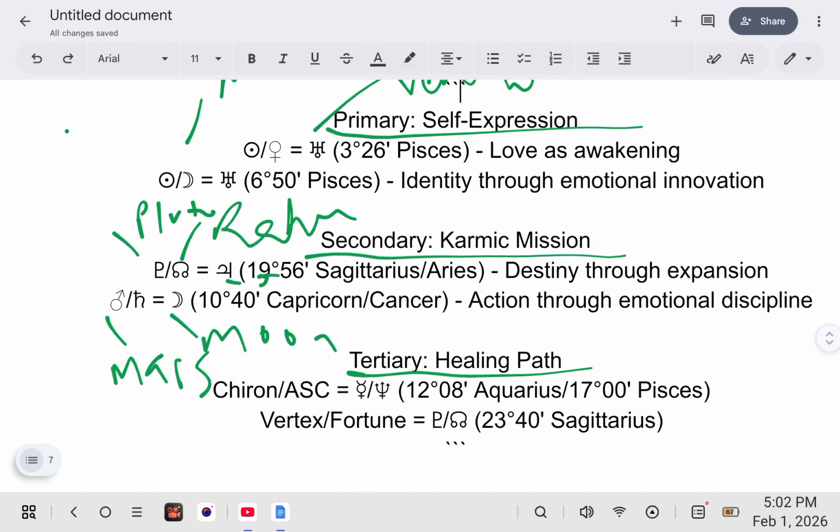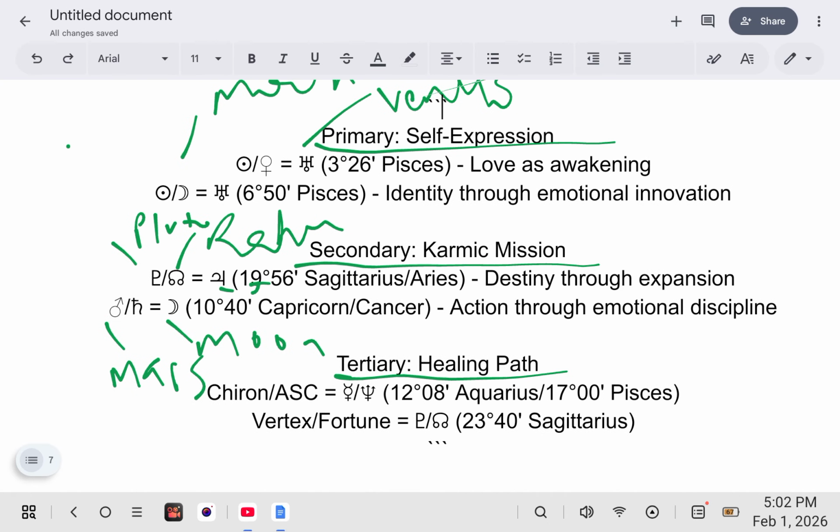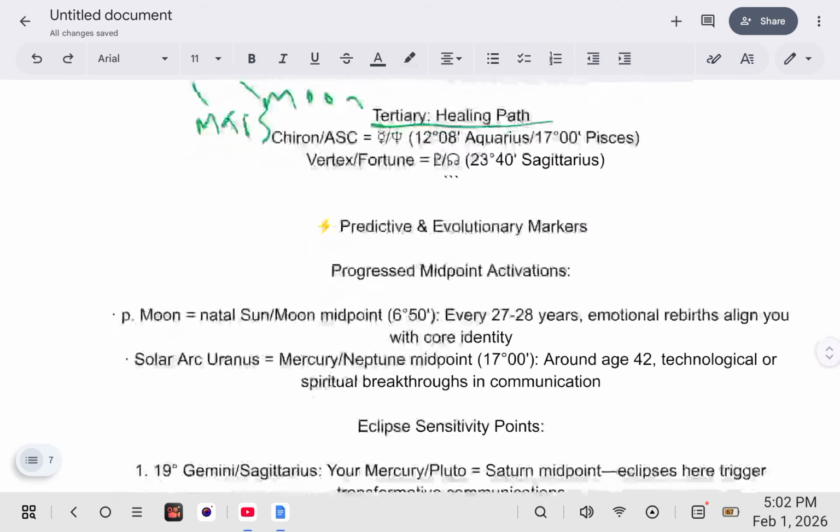Let's just say my primary self-expression is 3°26' Pisces. Its love is awakening. And then 6°50' Pisces, identity through emotional innovation. My secondary karmic mission, I have a 19°56' Sagittarius, Aries, destiny through expansion. 10°40' Capricorn, Cancer, action through emotional discipline. Tertiary healing path, Chiron, Ascendant, 12°08' Aquarius, 17° Pisces, Vertex-Fortune equals 23°40' Sagittarius.